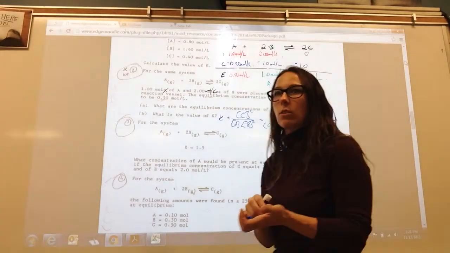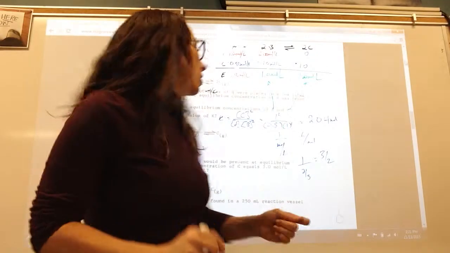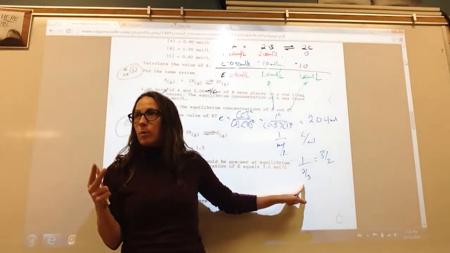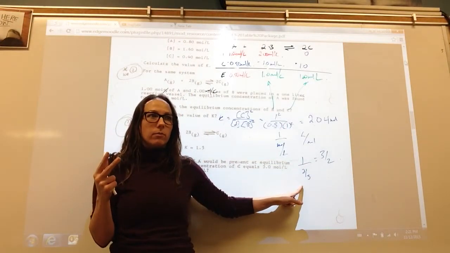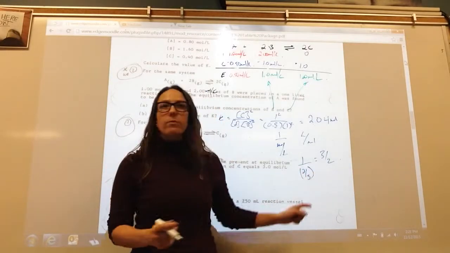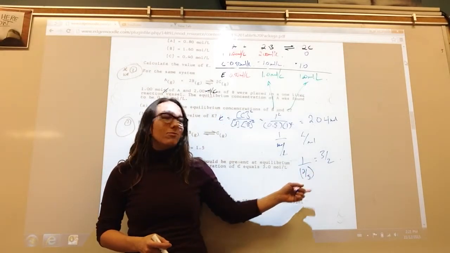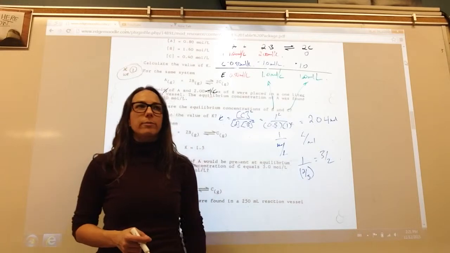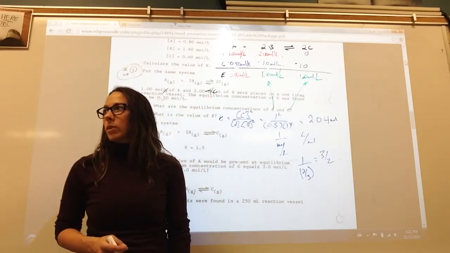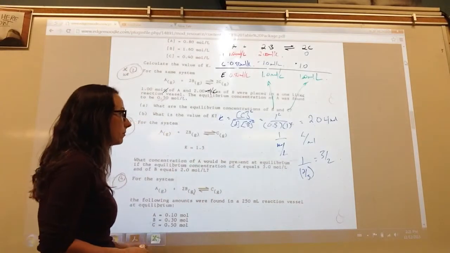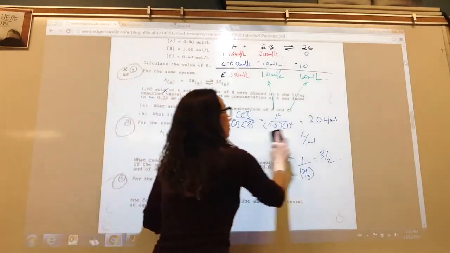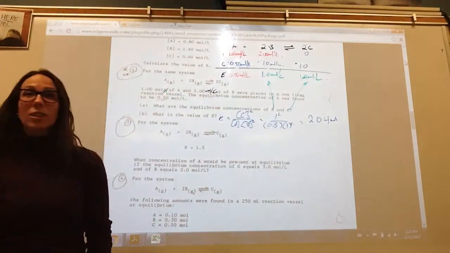If you don't believe me, or if you forget in a test, just type in 3 different numbers in your calculator. Make sure this is in brackets. Hit answer, and you'll get 1.5. Okay? If you forget. Right. Questions on that?